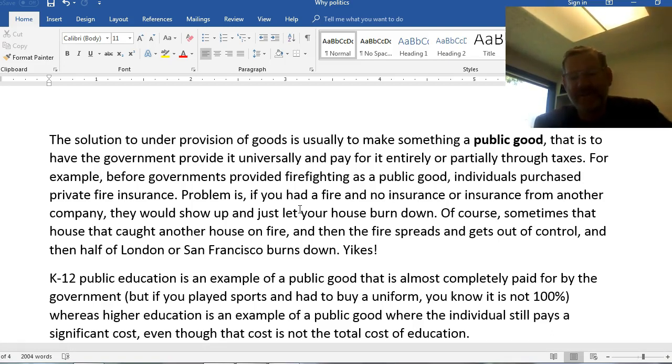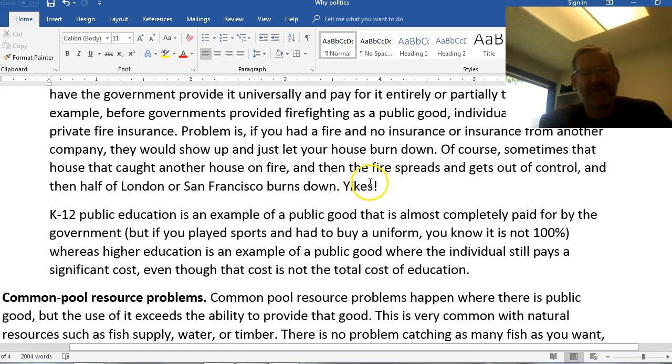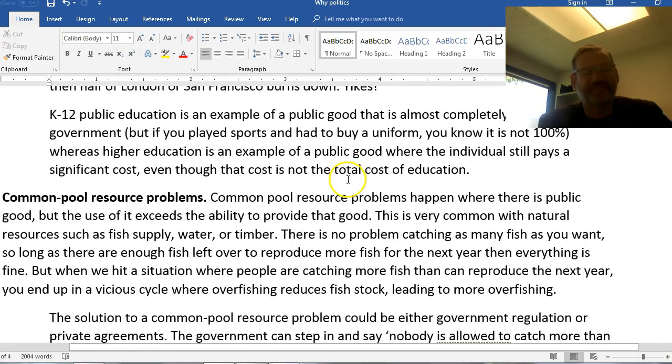And sometimes, so that's your fault, whatever fault, that's not a negative externality yet. It's a negative externality, or an under provision of good with a negative externality, when your neighbor's house catches on fire. And then even if they did pay for fire insurance, it's harder to get the fire out, and maybe that fire spreads, and then half of London or San Francisco burns down, right? And these are real cases, okay?